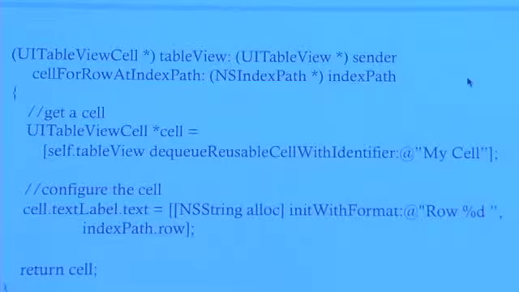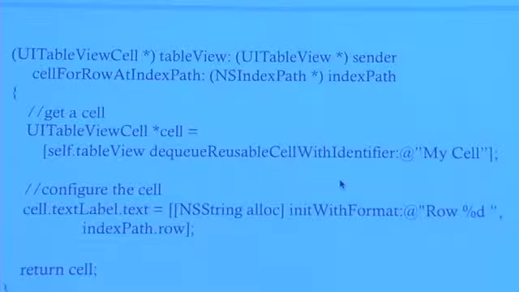And they're reusable because obviously at any given time you can show up to, I think, 8 or 9 cells in a table view, depending on how tall they are. And so when the cells go off the screen and new ones come up, the table view can just grab these reusable ones. And so after you've got the cell, then you want to configure it.